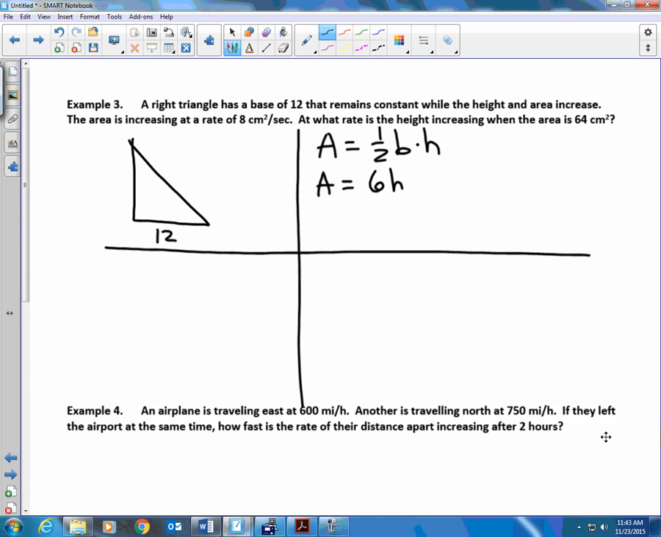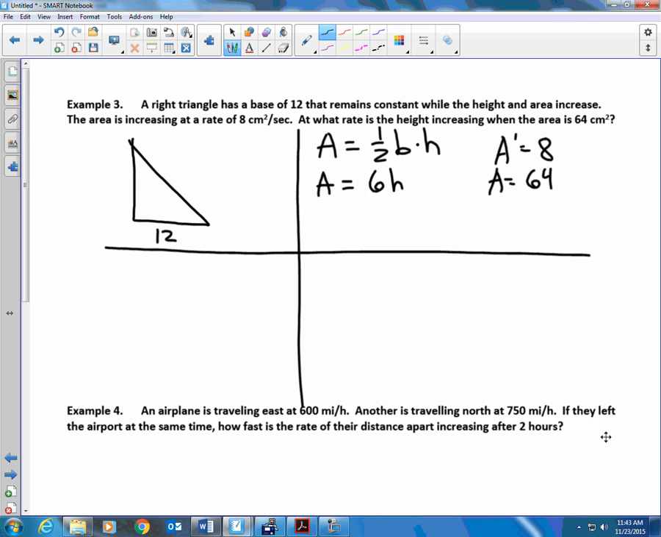Okay, here we go. We set up a formula for the area of a triangle. In this case, it's going to be 6 times the height. What are our knowns and what are our unknowns? A prime is 8. What else? A is 64. Current area is 64.